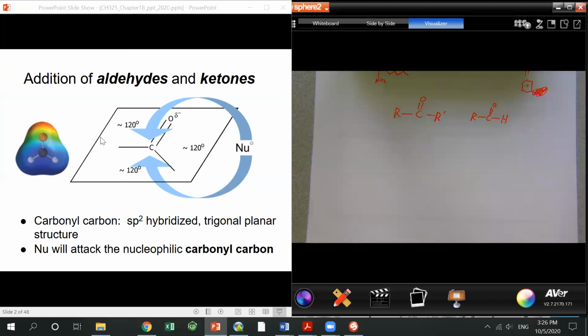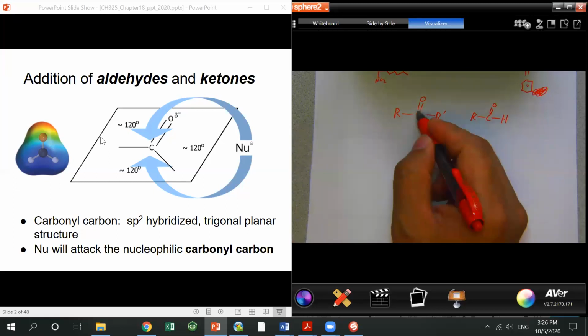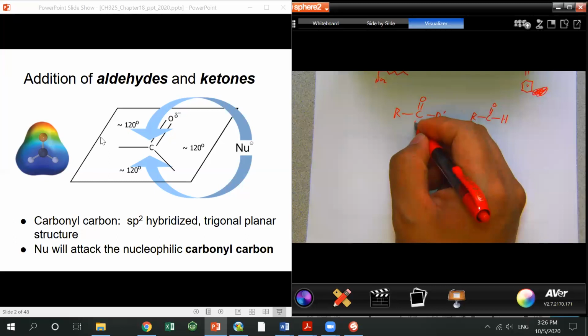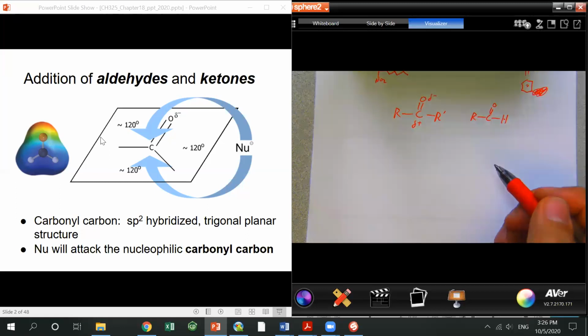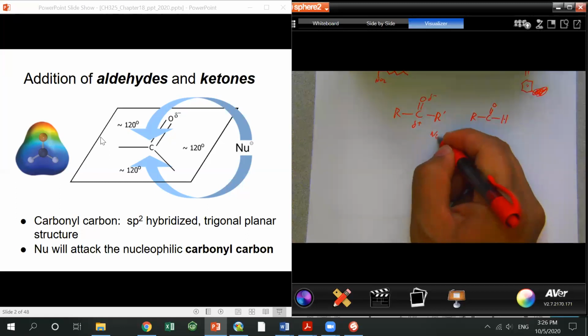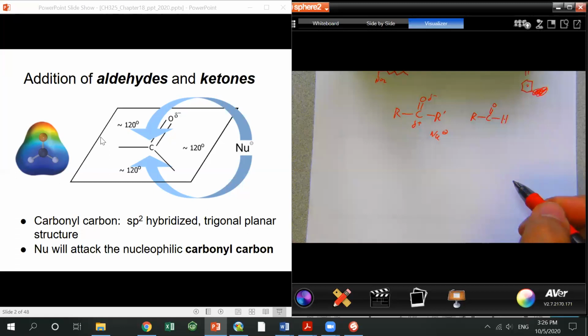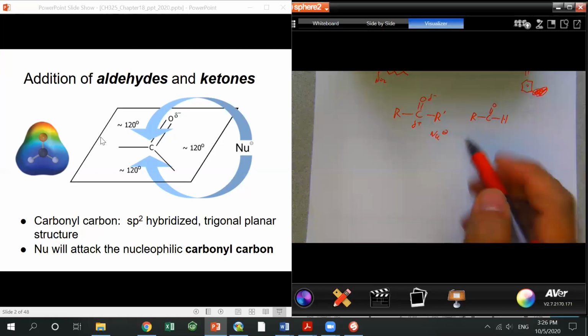The reactions in this chapter are addition reactions, also called nucleophilic addition reactions. The nucleophile will attack only the carbonyl carbon. The reason is that this carbon has a partial positive charge and the oxygen has a partial negative charge, so the nucleophile, which is rich in electrons, attacks the carbonyl carbon.